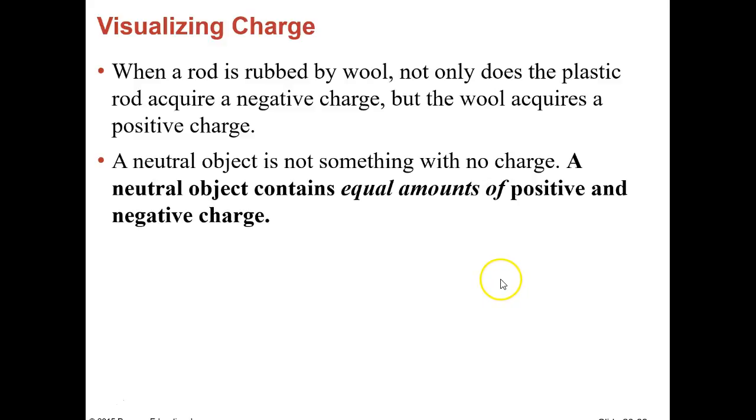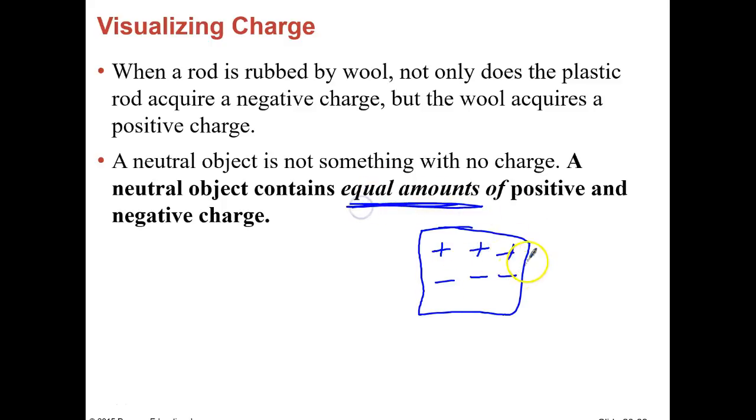This talks about just a little bit more. When we rub that rod with wool, not only does the plastic rod have a negative charge, the wool itself will have a positive charge. And a neutral object is not something with no charge. Before I rub that wool on something else, we know that it's got both positive and negative charges. As long as it has equal amounts of both, then we would say that thing is neutral. So this would be before we charge something else with that thing.